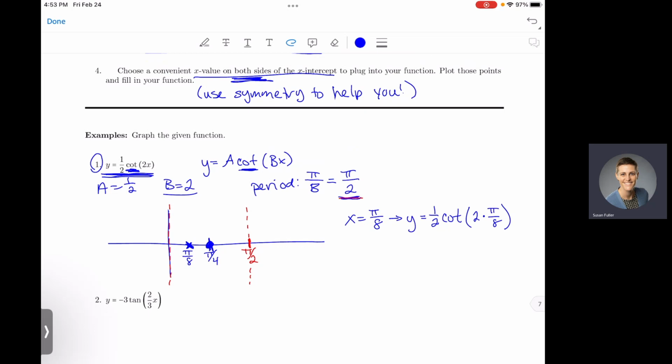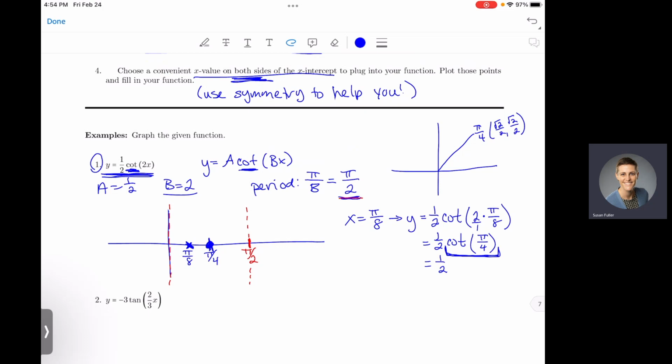And we're going to get y equals 1/2 times the cotangent of 2 times pi over 8. Well, that's 2 over 1 times pi over 8. We have to simplify inside our parentheses here. So this is 1/2 times the cotangent of 2 pi over 8, which I can simplify to pi over 4. So this is going to be 1/2 times the cotangent of pi over 4. To find cotangent, we're going to go to our unit circle, because pi over 4 is on our unit circle. Pi over 4 here, the ordered pair there is root 2 over 2, root 2 over 2.